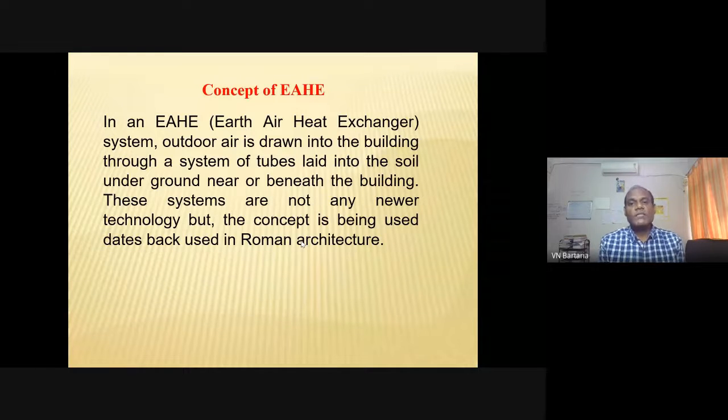These systems are not the newest technology; the concept dates back and was used in Roman architecture also, centuries ago. They were not using the term earth air heat exchanger, but they were using the same concept. So this concept can be used, and huge amounts of conventional energy can be saved.